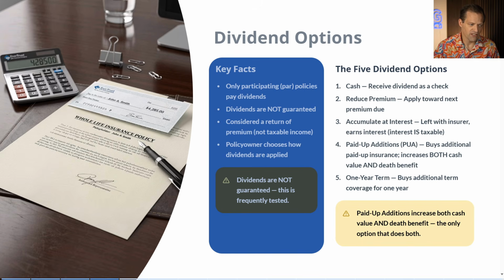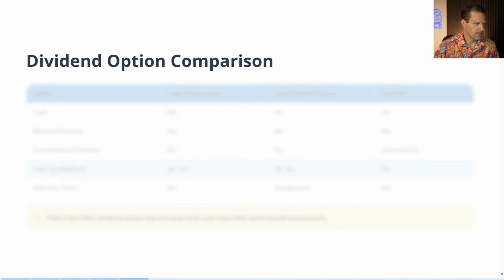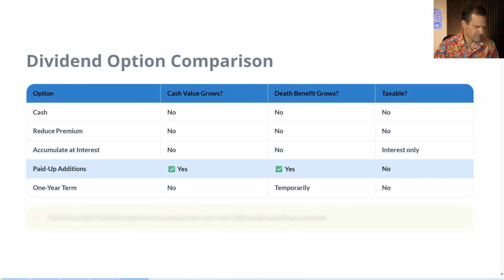You can choose cash, so you can receive a dividend as a check. You can reduce premium, apply it towards the next premium due. You can accumulate interest, left with the insurer, earns interest. That interest is taxable. You can do paid up additions, which buys additional paid up insurance, increases both cash value and death benefit. Or you can even do 1-year term, which buys additional term coverage for a year. So paid up additions increase both cash value and death benefit. The only option that does both. Keep that in mind. Here's your dividend option comparison.